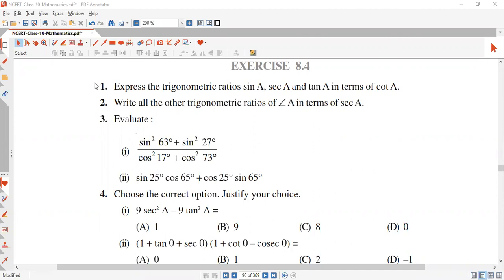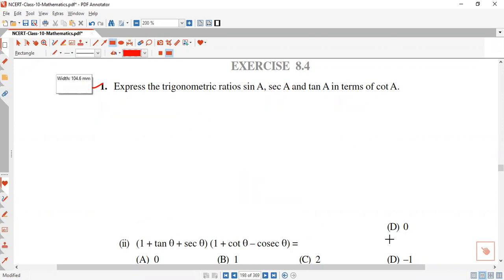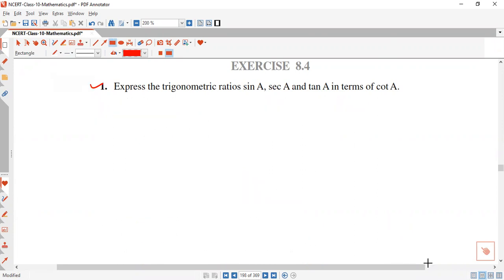The question number 1. Express the trigonometric ratios sin A, sec A and tan A in terms of cot A. So we want to express the ratios in terms of cot A.